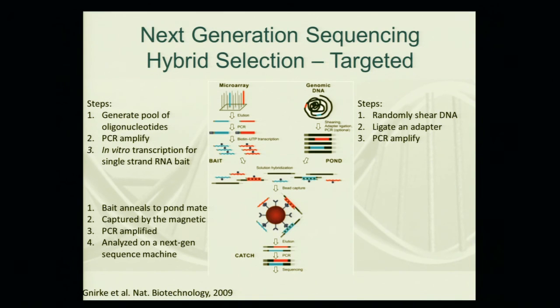So what that means is we're just creating a pool of strings of bases, bits of DNA of specific strings, specific sequences. And then we PCR amplify those. So we have a little template and then we make many, many copies of those templates. And then we do this transcription for a single strand RNA bait. So the idea is that this RNA is what we're going to try and have bind to the DNA so that we can pull the DNA down.